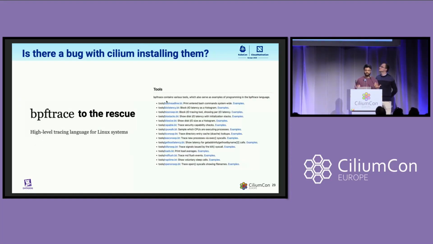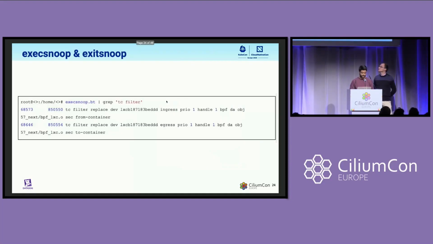BPF has a rich ecosystem of tools at our disposal, so we decided to use bpftrace to try and understand exactly what was happening. bpftrace comes out of the box with a lot of tools that you can use immediately, so we decided to use execsnoop and exitsnoop. As I said before, Cilium was using the TC binary to install the BPF programs, so execsnoop will basically allow us to trace all the programs that are being started up on the host.